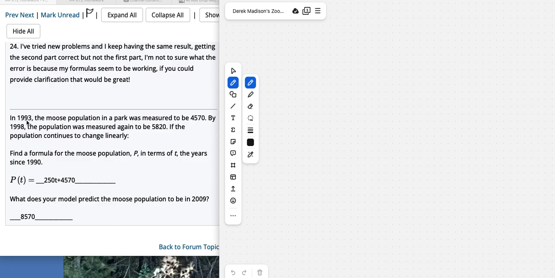I think what you're doing is you're setting 1993 to T equals 0, which would make sense, because if you put T equals 0 right here, then the population would have been that 4570. And that would make your model work just fine as long as you're counting years since 1993 instead of 1990. So let me show you how to do that in terms of 1990 instead of 1993.